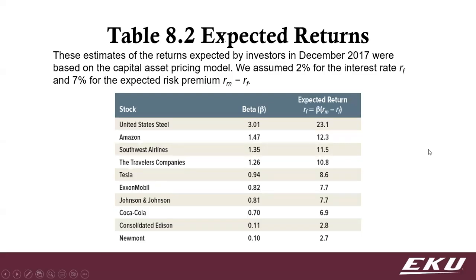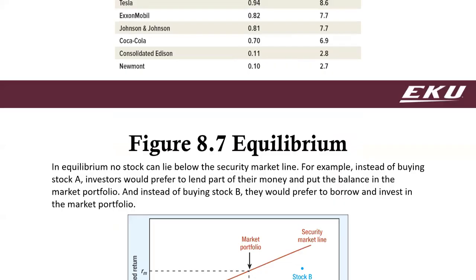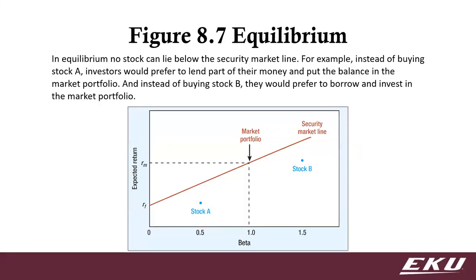And then we can go and look at stocks and see what the betas are and see what the expected returns are. And then we can see what that looks like in real life when we start plotting these. Are they above the line, below the line? And this is an example. So what if they are down there below it?